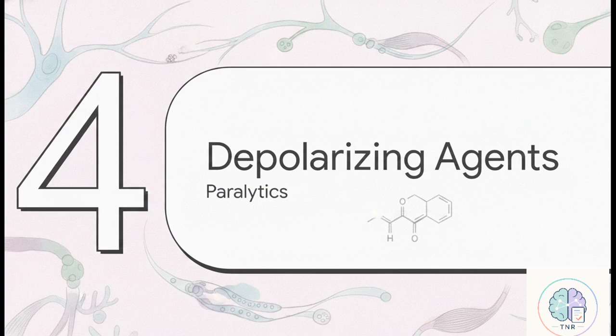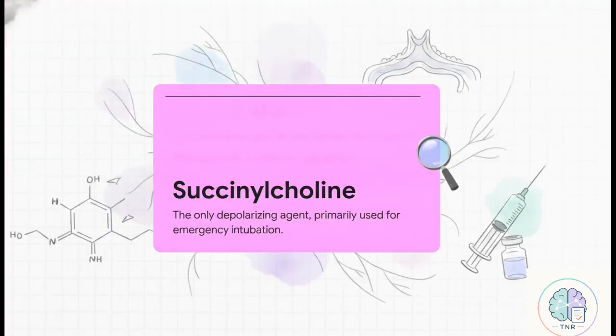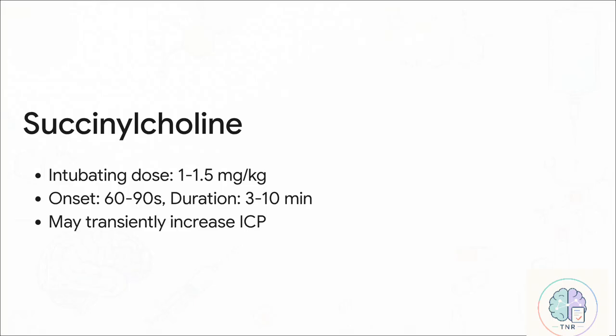Let's dive into Section 4, depolarizing paralytic agents. Now that we know the ground rules, let's look at the actual drugs. There's exactly one drug in this specific class that we need to cover. That drug is succinylcholine, or Anectine. It stands completely alone as the only depolarizing neuromuscular blocking agent in our entire toolkit. Because of exactly how it functions at the neuromuscular junction, it's primarily relied upon to rapidly secure the airway during an emergency intubation. Let's break down its exact profile.